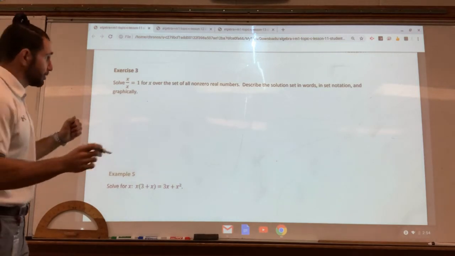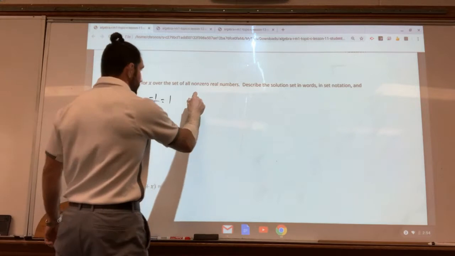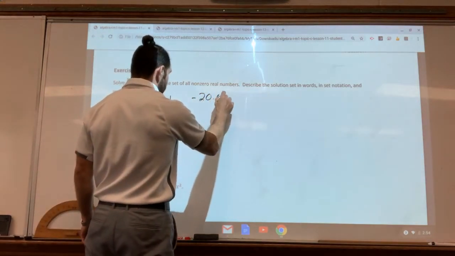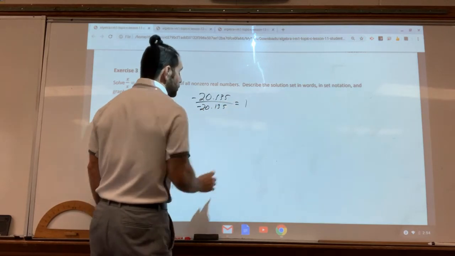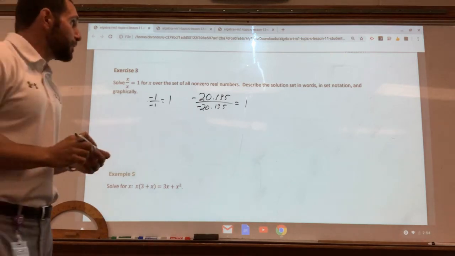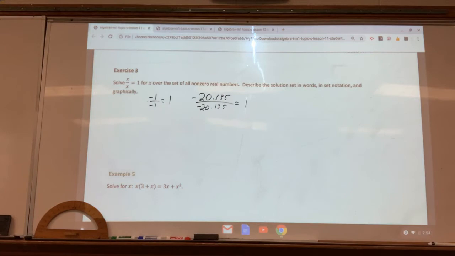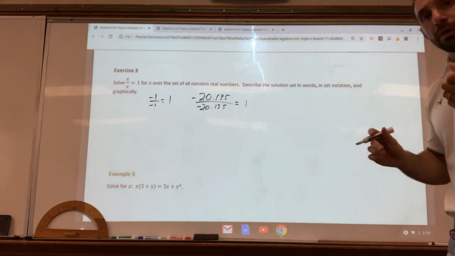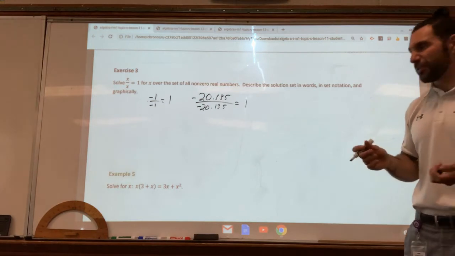So all the non-zero numbers, -1 divided by -1 equals 1. That's true. -20.135 divided by -20 and 135 thousandths equals 1. That's all true. So how would I write this in words? Well, I could say the solution set is the set of all non-zero real numbers. Why does 0 not work? Well, if you put 0 divided by 0 in your calculator, you get a funny message.